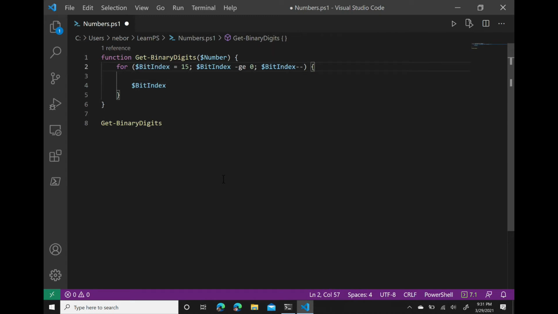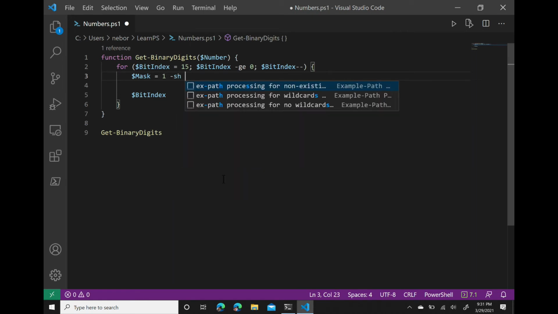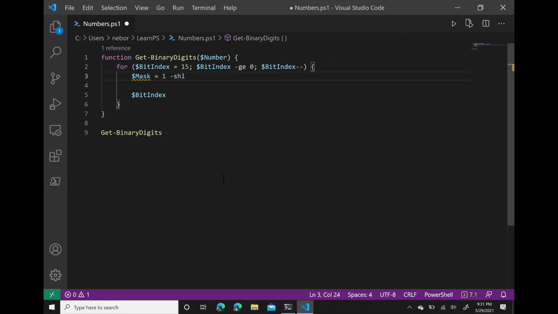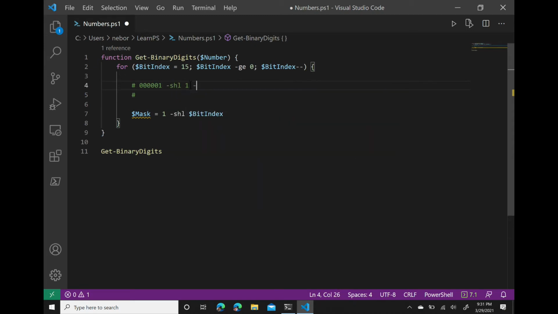So what we can do is we can create a mask that has only that bit set, and we can do so by saying mask equals 1 shift left by the bit index. So here we're using the shift left operator, and all that's doing is moving all the bits to the left by the number of places we specify. So for example, if we have a binary number like this, then we shift it left by 1 place, then we get 0, 0, 0, 0, 1, 1, 0, 1, 0, right? We moved it left by 1 place.